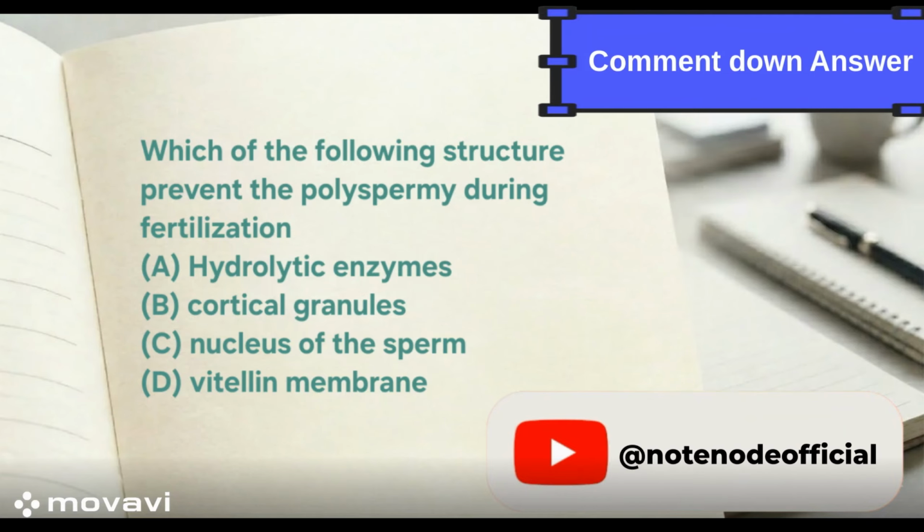Which of the following structures prevents polyspermy during fertilization? Option A. Hydrolytic enzymes. Option B. Cortical granules. Option C. Nucleus of the sperm. Option D. Vitelline membrane.